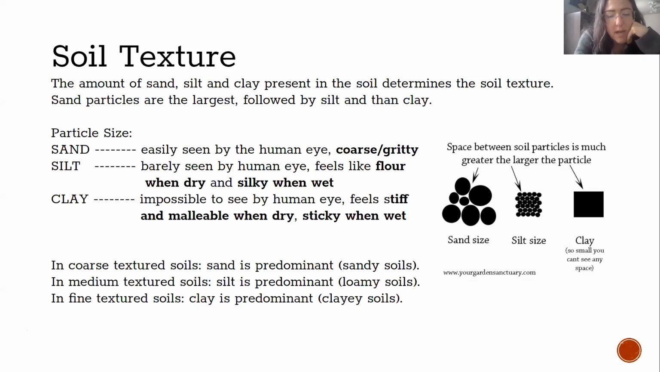Silt is the next size smaller. Hold on one second. I'm gonna close the door where my husband is on the phone. I'm sure you guys can hear him. Give me 1 second.